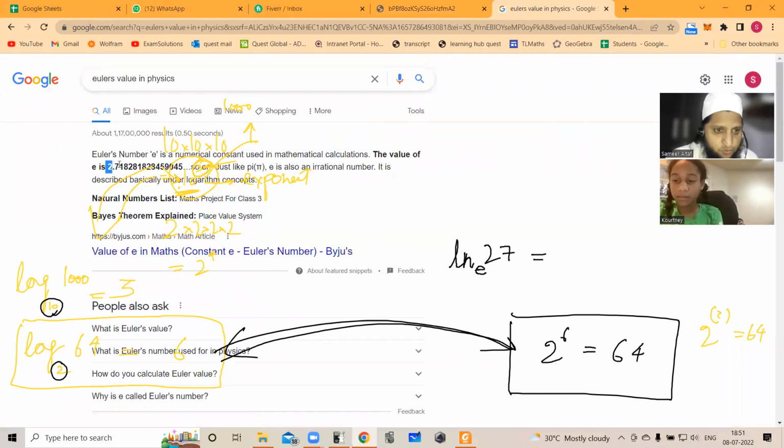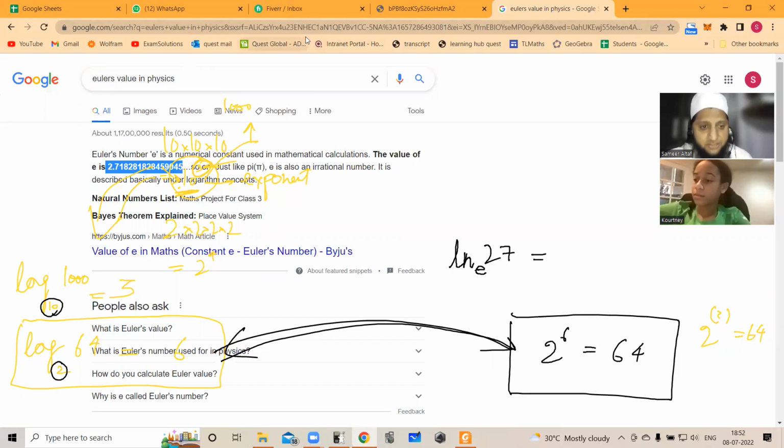Right, see here, 2.718281838, so on and so on. It's an irrational number, and we take the first three digits, like 2.718, as that number. So that is the natural log. It's called the natural log, right?